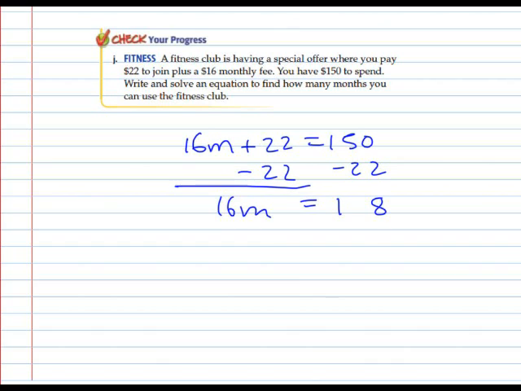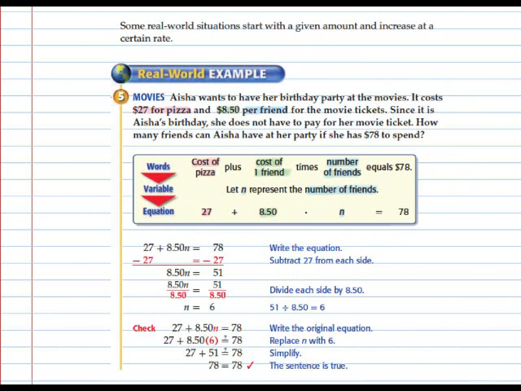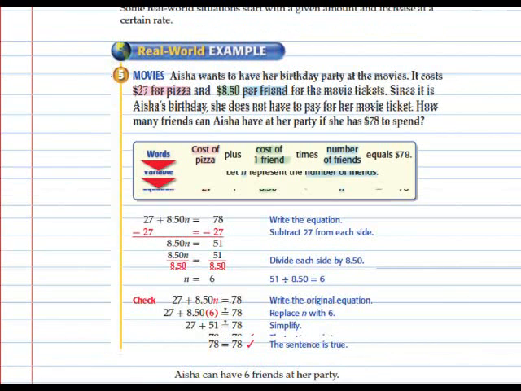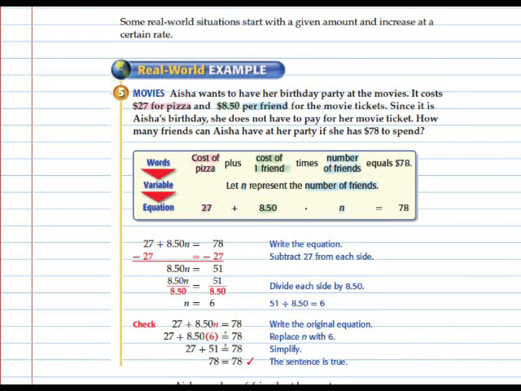We have 16n equals 138, actually 128. Divide both sides of my equation by 16. N equals 8. Check my multiplication there. So I can belong to the health club for 8 months.